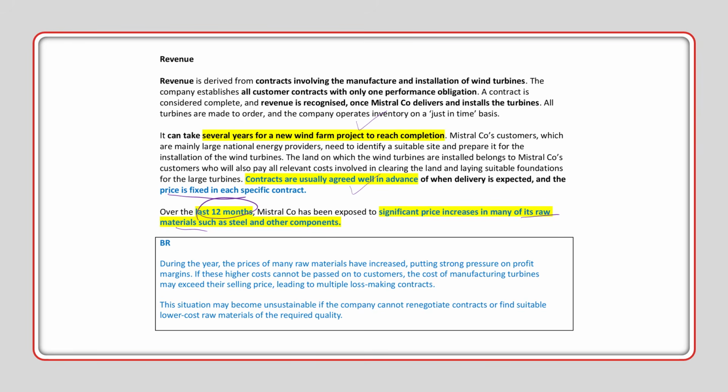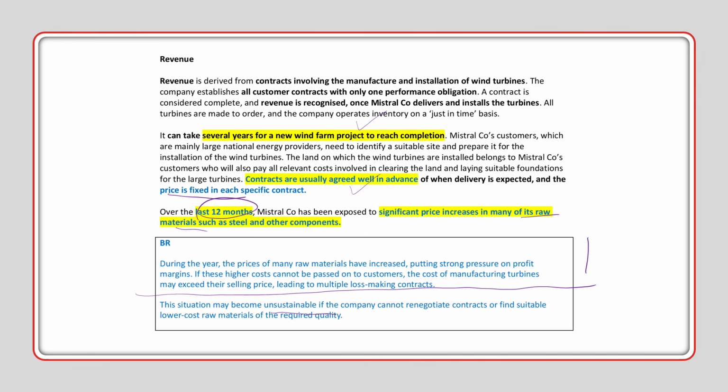So my concern is that because of this, I could potentially be facing a number of loss-making contracts. So this is going to put pressure on your profit margins, and because they can't pass on the costs based on the information given to their customers, then they could be left with loss-making contracts. That's my first mark.